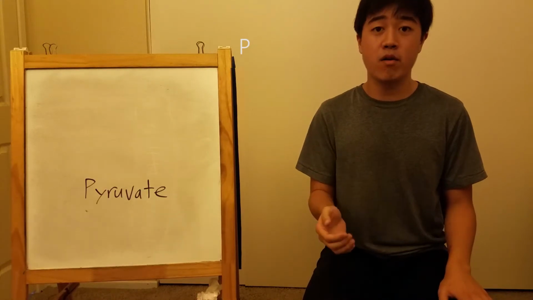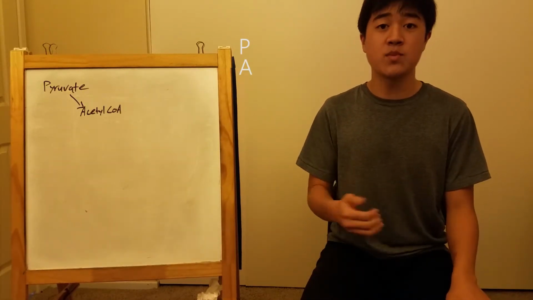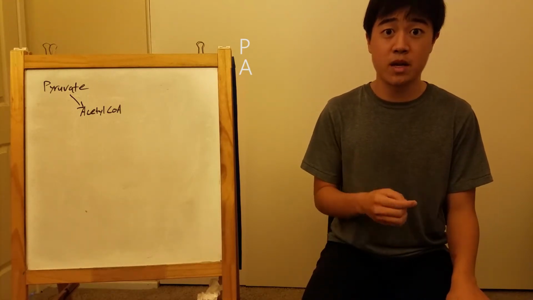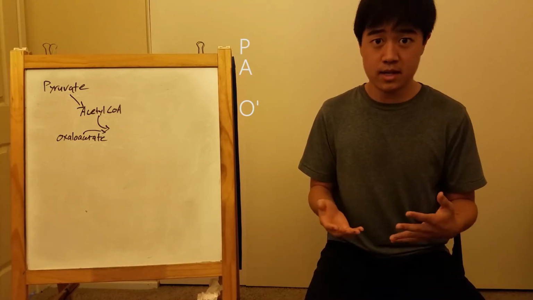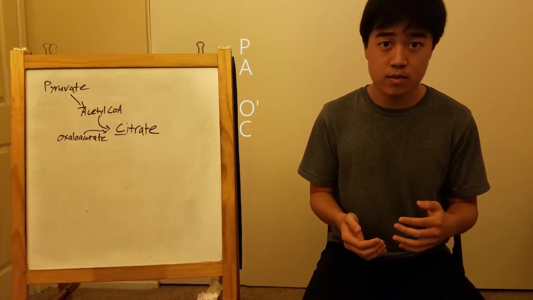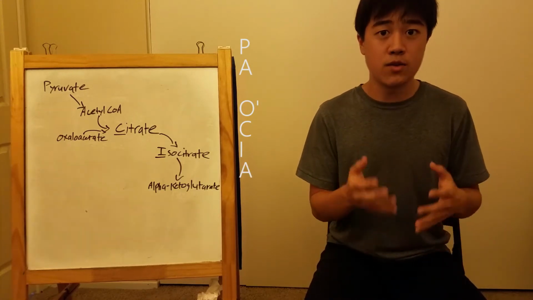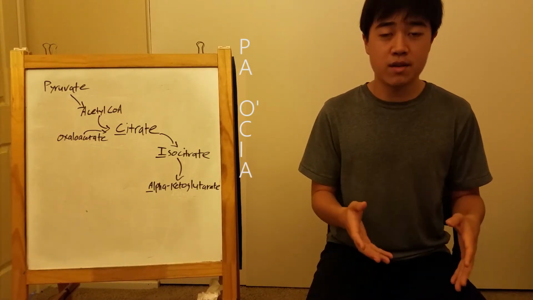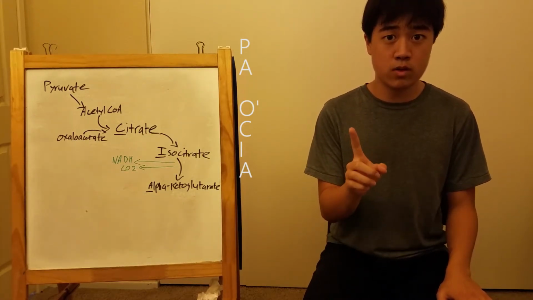So, P, pyruvate, is actually just a glucose molecule split in half. A, acetyl-CoA, is what pyruvate is converted to after it's been split up from the glucose molecule. This acetyl-CoA meets with O, oxaloacetate, to create C, citrate. This citrate is then converted into I, isocitrate, which is then converted into A, alpha-ketoglutarate. And during this conversion, one molecule of NADH and one molecule of CO2 is produced.